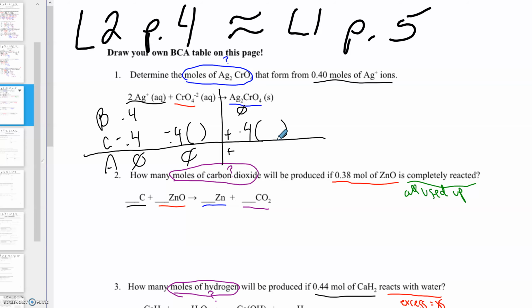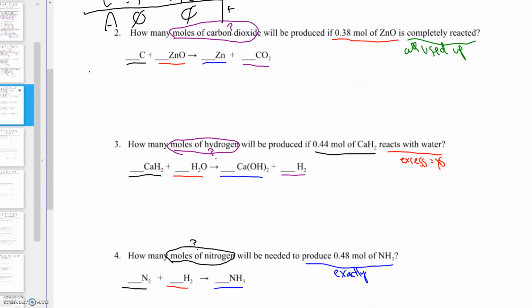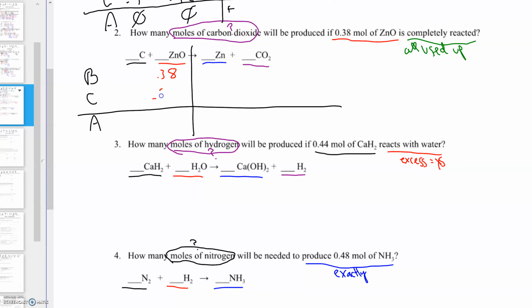I want to go through and set these all up, and then we'll come back and check in case some of you don't have it done yet. Okay, next problem. BCA. Before, change, after. Separate the reactants and the products. How many moles of CO2 will be produced if 0.38 moles of ZnO is completely reacted? So we have 0.38. We're going to use up all 0.38. There'll be none left over.